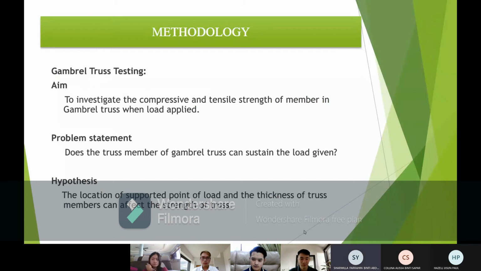Next. For this gambrel truss testing, the aim is to investigate the compression and tension strength of members in the gambrel truss when the load is applied. So we have to determine the compression strength and the tensile strength. The problem statement is: can the truss members of the gambrel truss sustain the load given? The hypothesis is that the location of the support point of the loading and the thickness of the truss members can affect the strength of trusses.